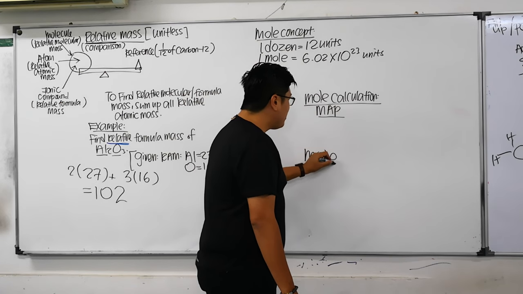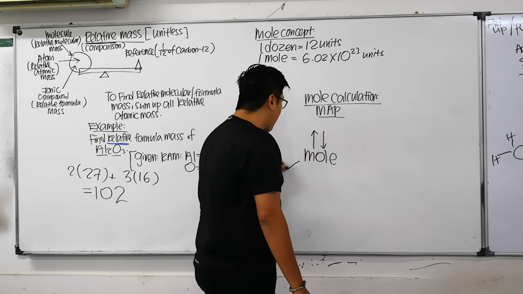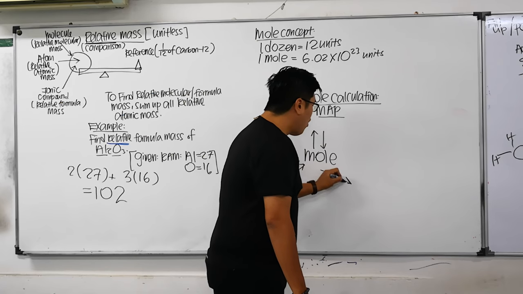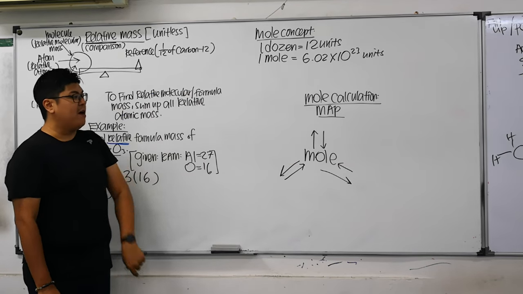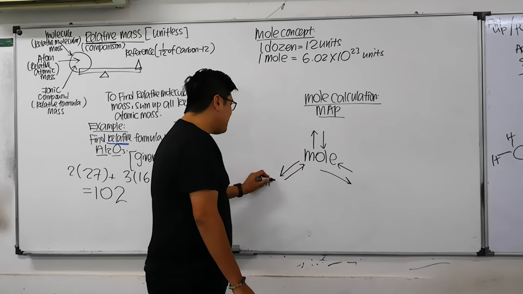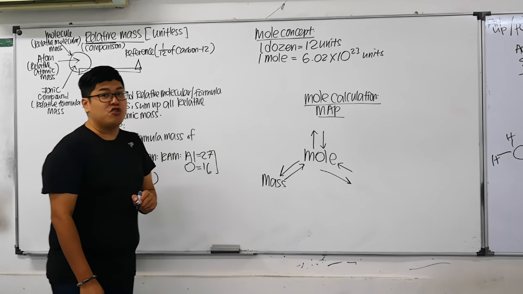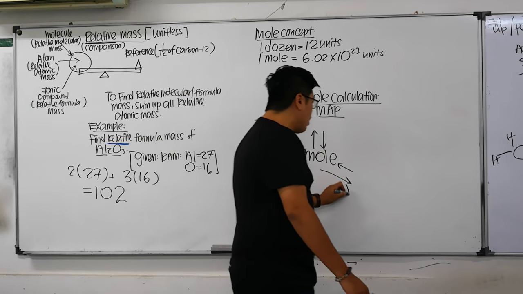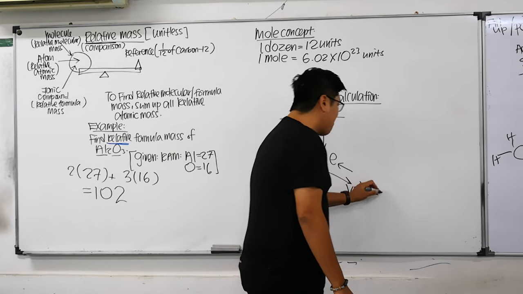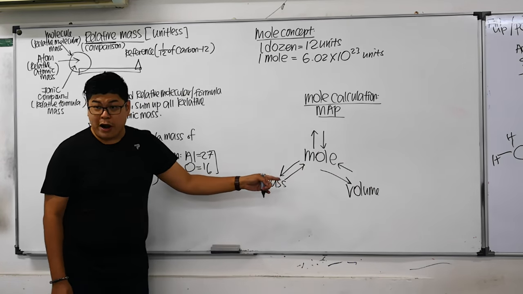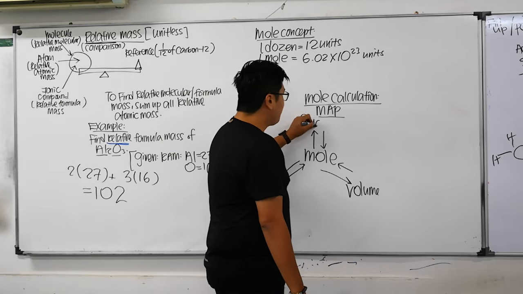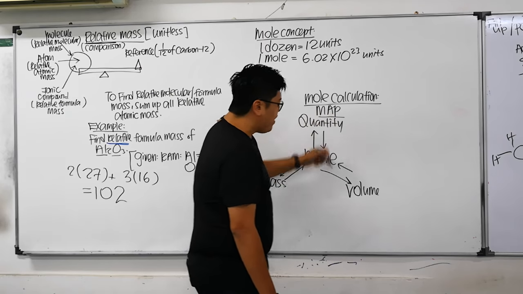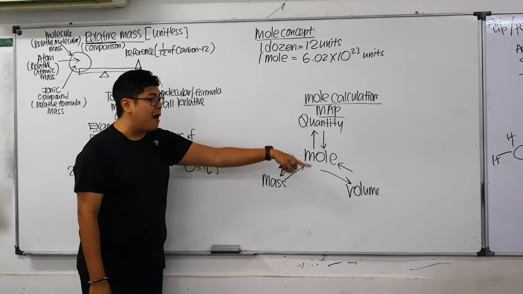So mole can always be converted to and converted from 3 fella. I repeat, mole can always be converted to and converted from 3 fella. The first fella is called mass, which we covered before Chinese New Year. The second one is called volume. Guys, I want to double check one more time. I haven't started with volume. Not at all. Okay, good. We'll do it today. The third one is called quantity. So today our job is to finish with the volume and quantity because I haven't taught you.